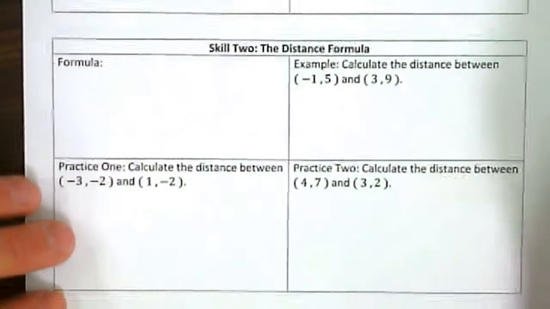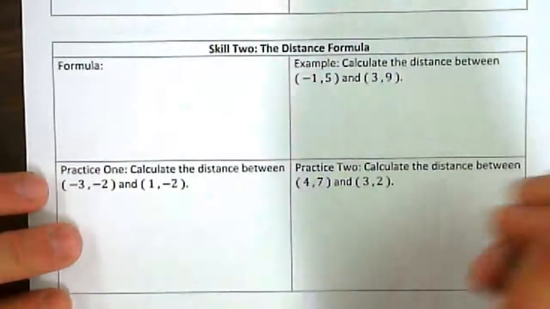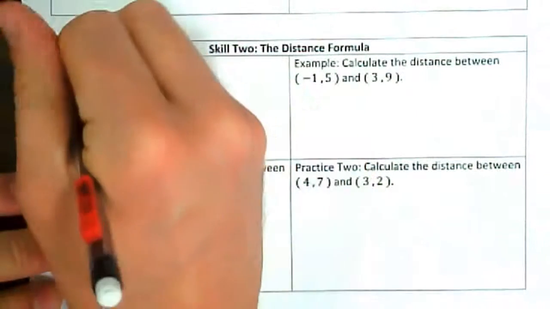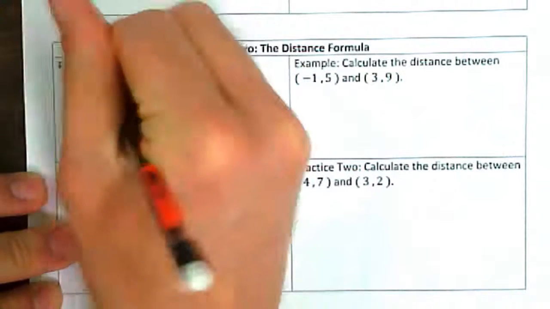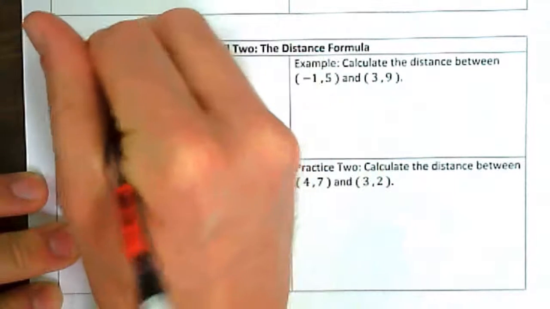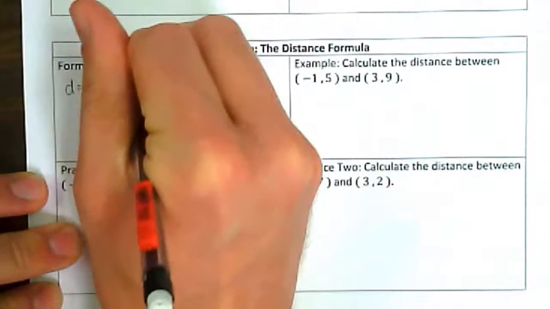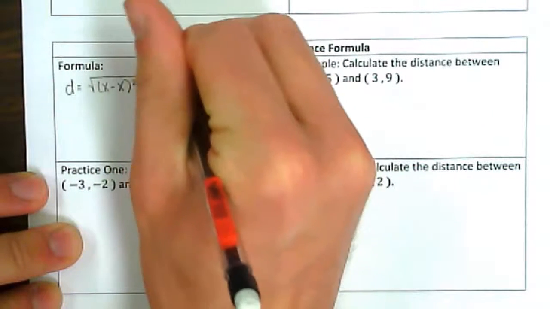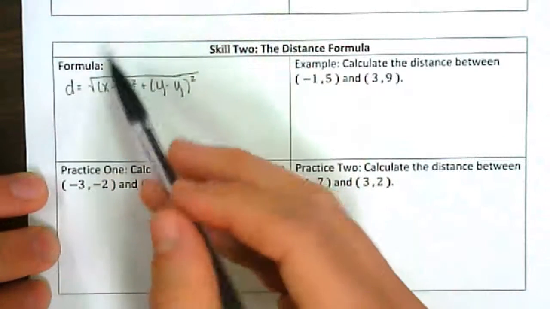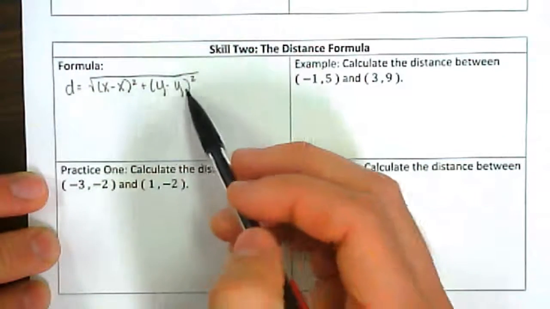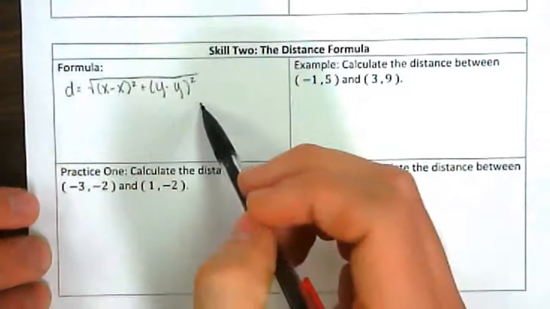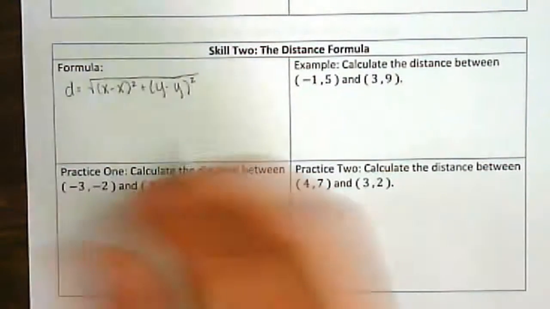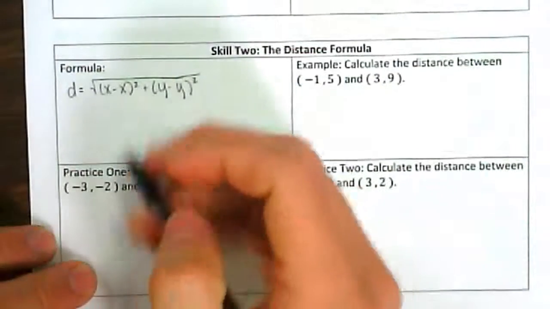Okay, so the next skill we're going to remember is the distance formula. There's a place for you to write the formula. The distance equals the square root of (x2 minus x1) squared plus (y2 minus y1) squared. A lot of people have the 2 and 1 at the bottom, but it really doesn't matter what order you subtract the x's and y's in, because the square root will take care of that once you do that.